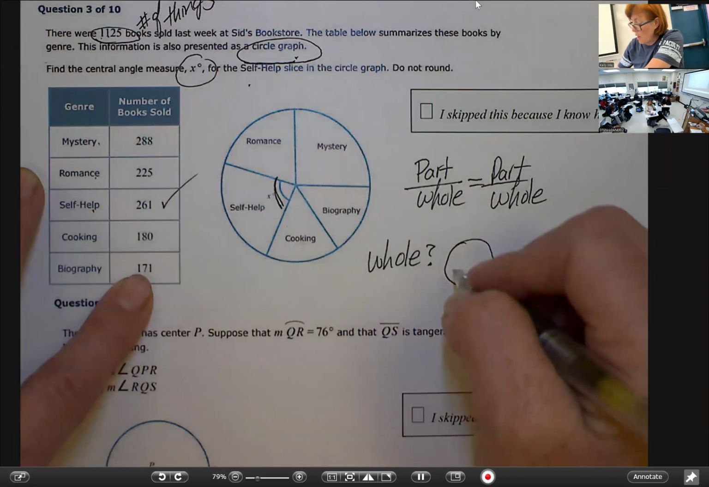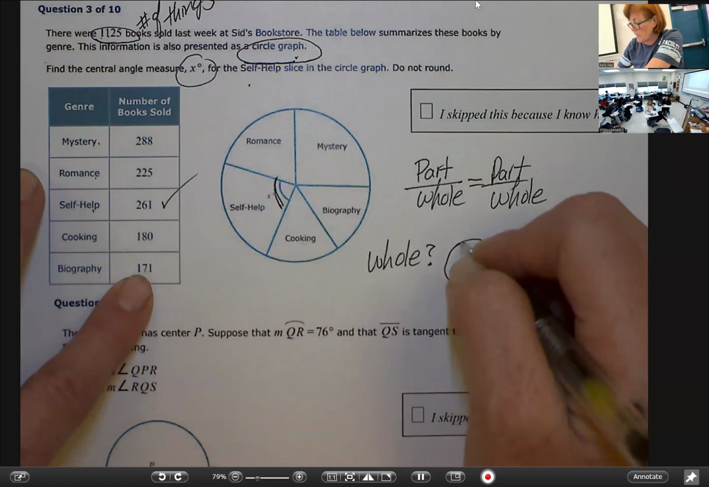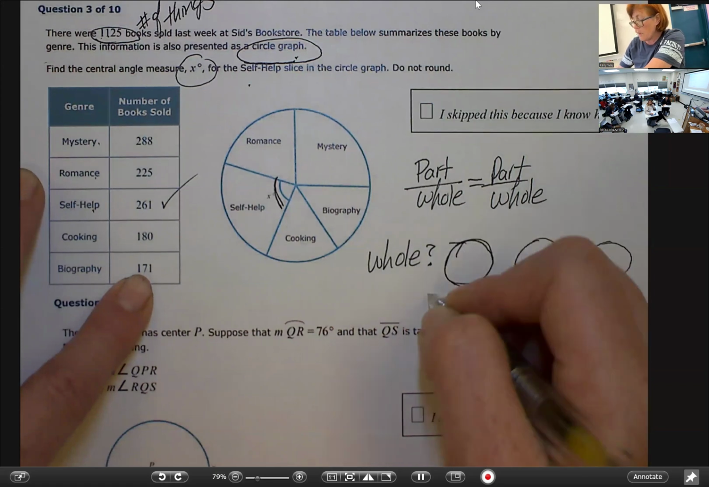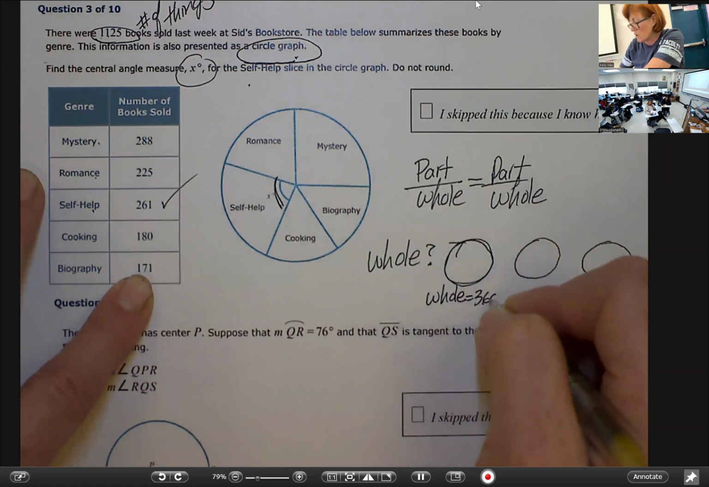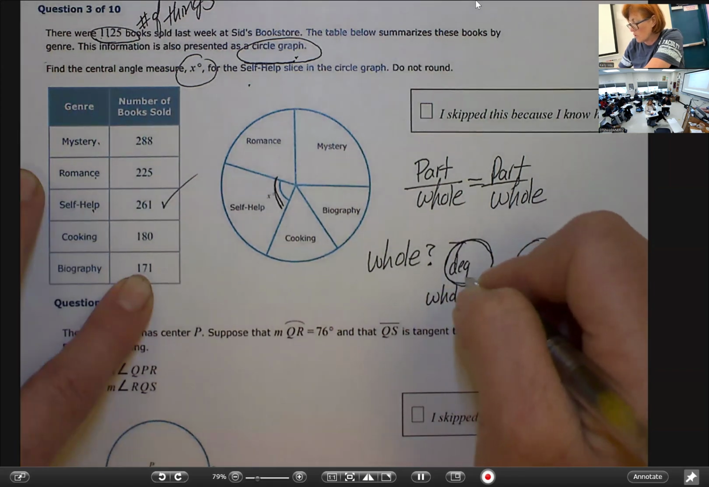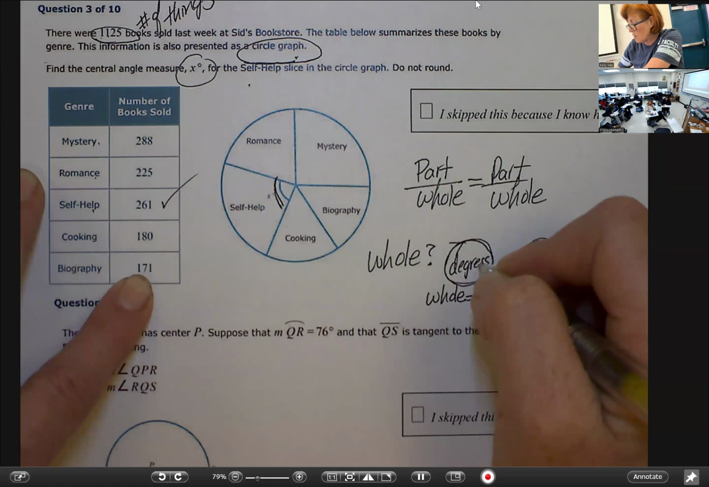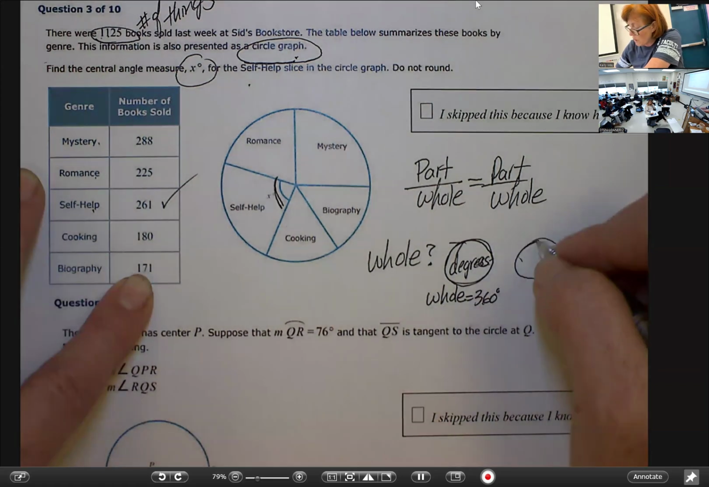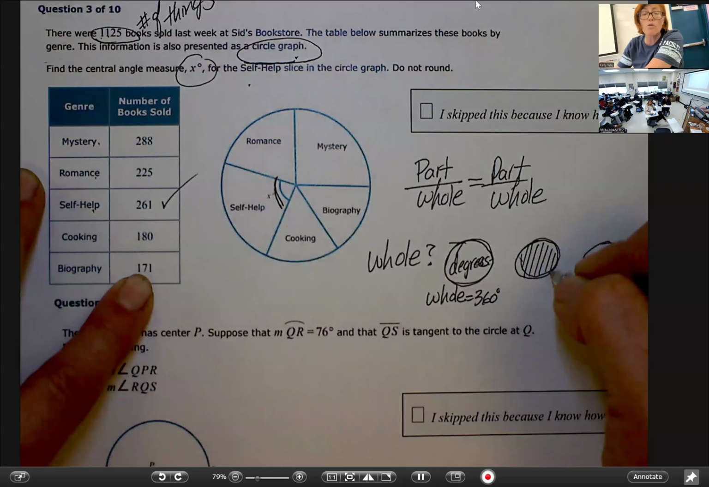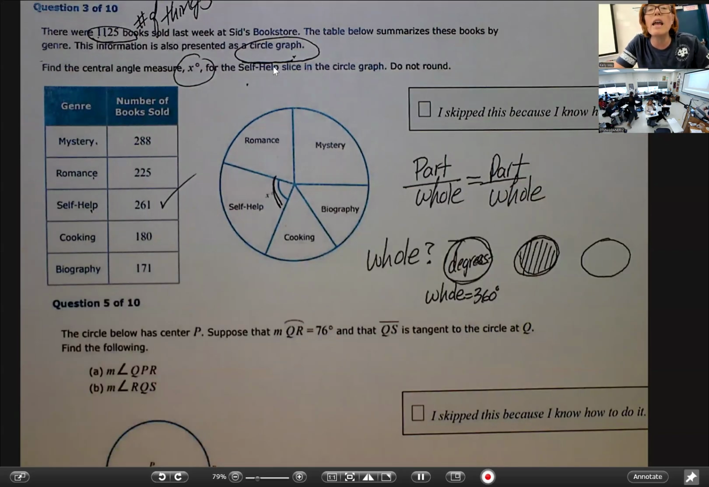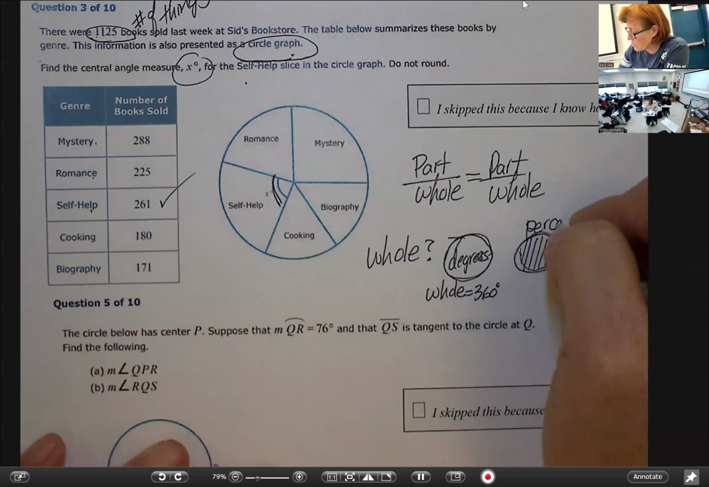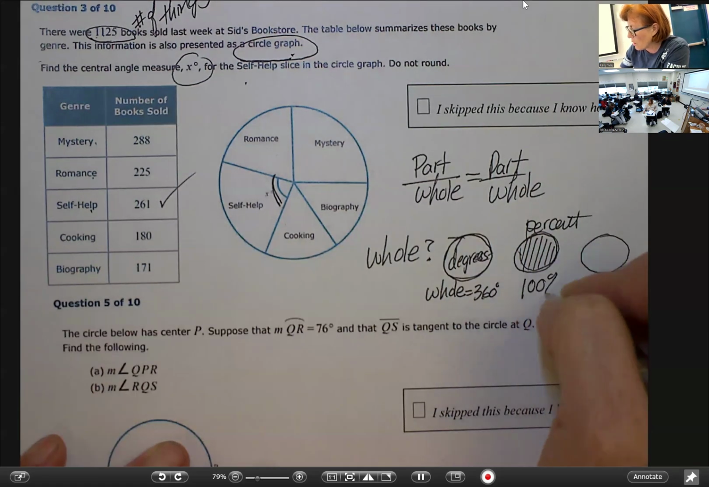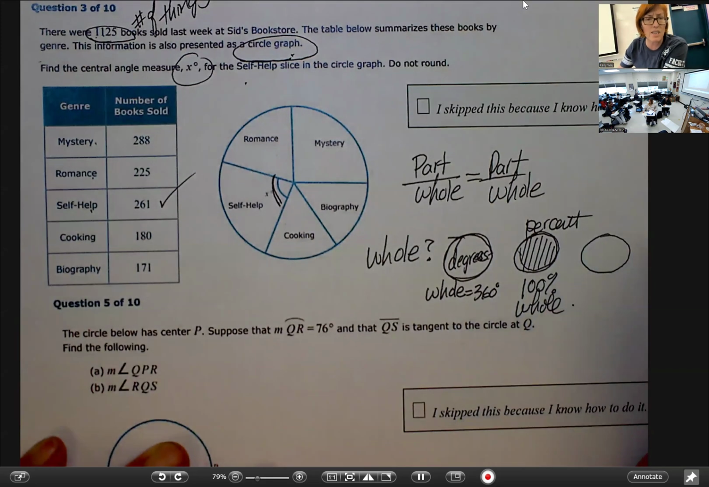So 3 different things. One, you can look at it as degrees going around. Just trace it like this. And if it's degrees, your whole is 360 degrees. So 1 is degrees. Another whole is you think percent. If you fill the whole circle graph there, it's going to be 100%. Right. So if it's percent, your whole is going to be 100 because that would be the whole percent.